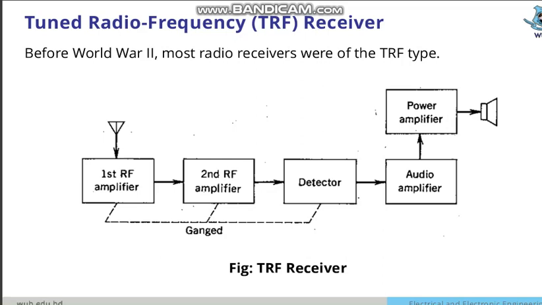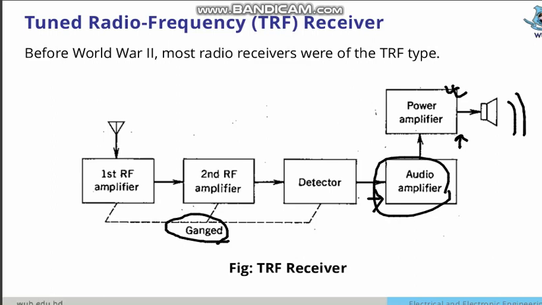That kind of receiver, sections. But there you can see there is ganged tuning. Ganged means there is a gang capacitor that has been connected across the radio frequency amplifier stages. And after the detector detects the signal, it passes the signal to the audio amplifier section, and then after the power amplifier we can get the amplified output. That is the TRF, the tuned radio frequency receiver.